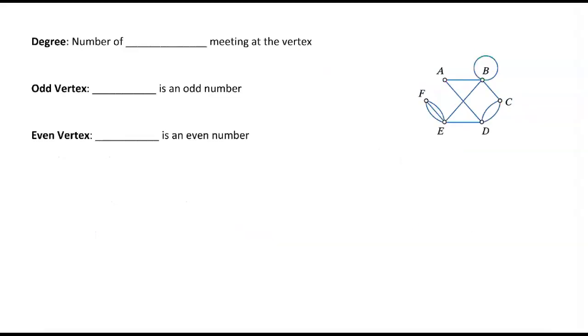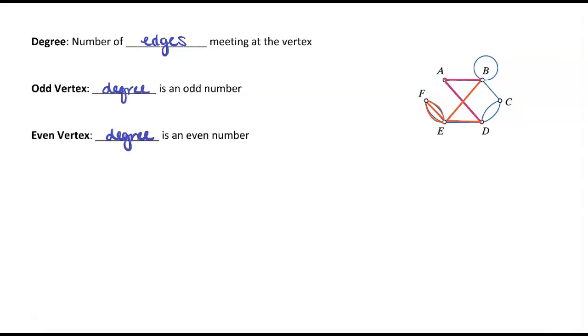Each vertex has a characteristic called the degree. The degree of a vertex is the number of edges that meet at that vertex. For example, vertex A has degree 2 because there are two edges that meet at A. However, vertex E has degree 5 because there are 5 edges that meet at vertex E. An odd vertex is a vertex whose degree is an odd number. An even vertex is a vertex whose degree is an even number.